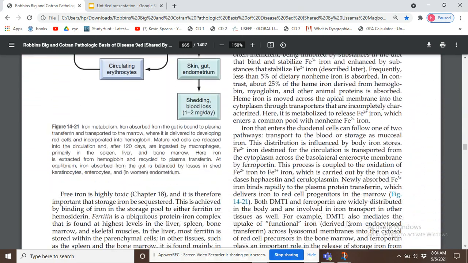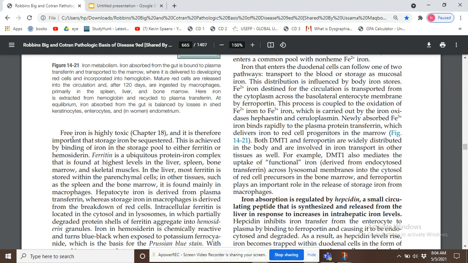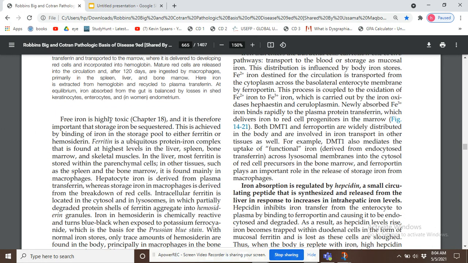Here they have talked about ferritin. Yes, ferritin, the binding of iron to ferritin, is the storage pool of iron. Iron is stored in the body in two forms, either in the form of ferritin or in the form of hemosiderin.